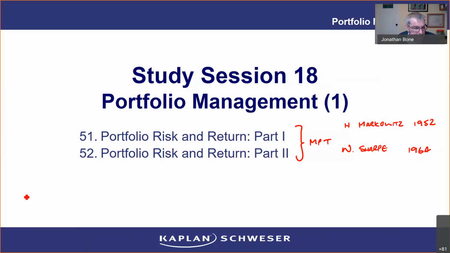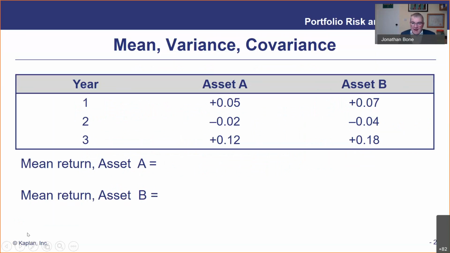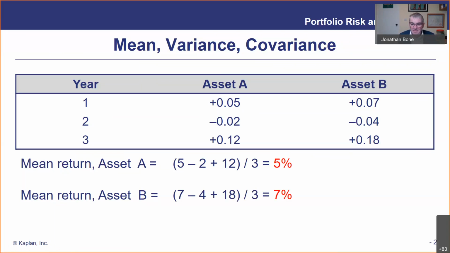Okay, so let's have a look at what we are facing. So we're going to start off with just a nice simple area, making sure we can calculate mean, variance, and covariance. All computations that come up here, all computations that, of course, also come up in your quants material. So mean return on asset A, very simple. Add up the returns, so 5% minus 2% plus 12%, and divide by 3. I'm sure you're all pretty comfortable about doing that. Mean return on asset B here, 7% minus 4 plus 18. So 7 minus 4 plus 18, divide by 3, and you get 7%.